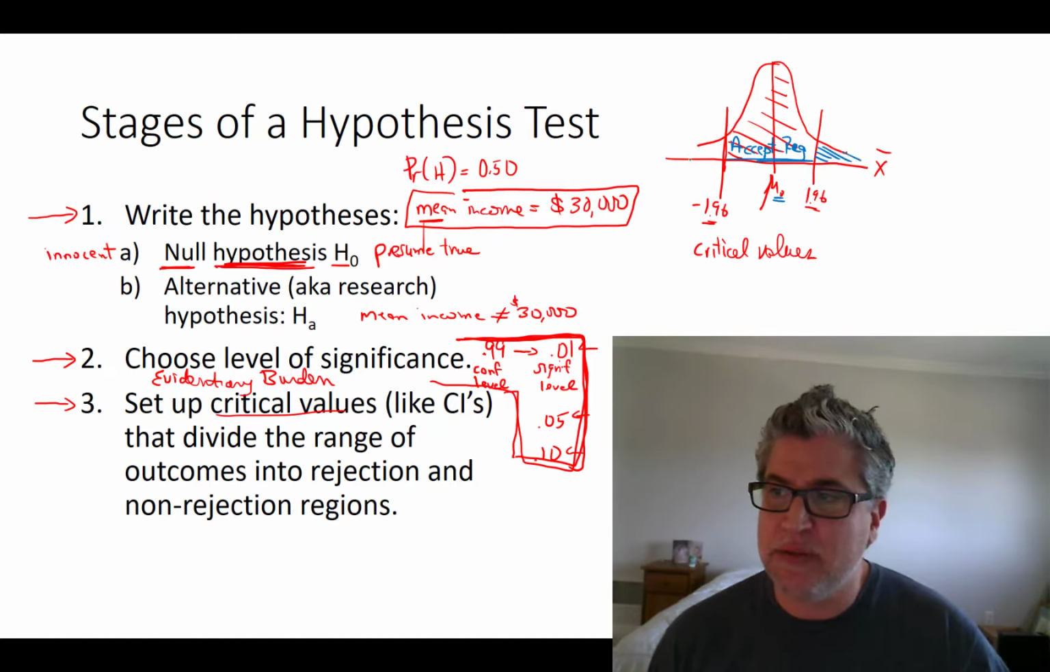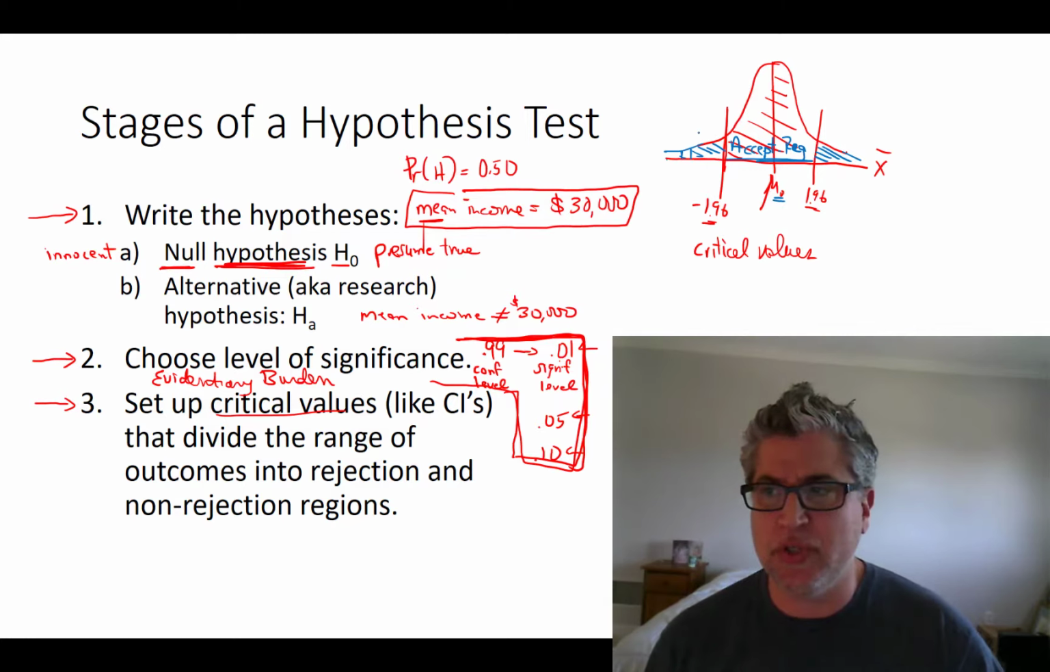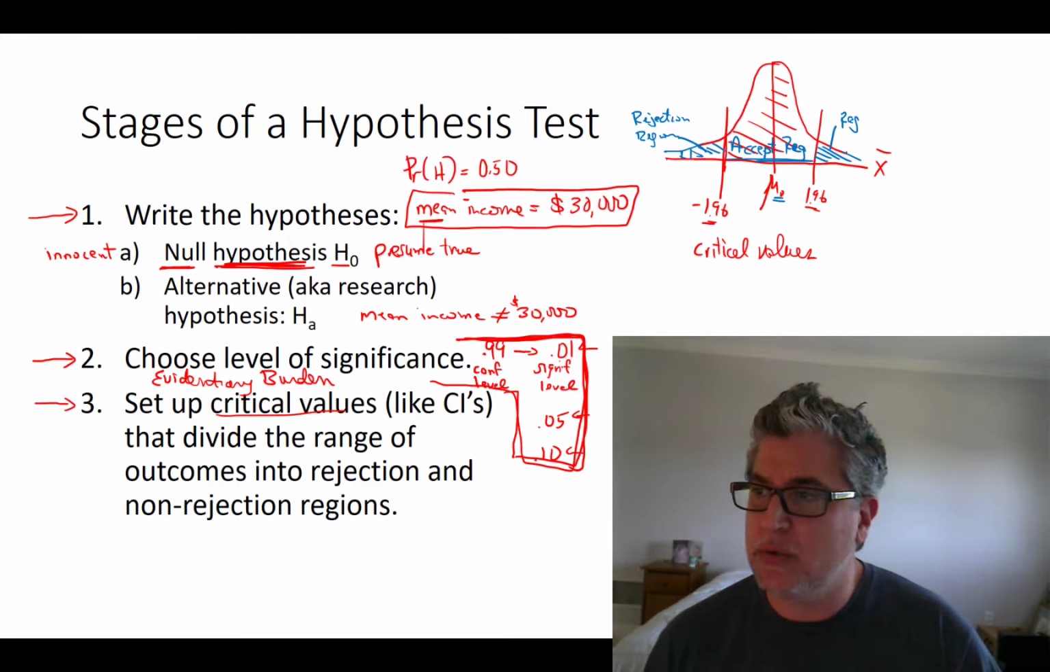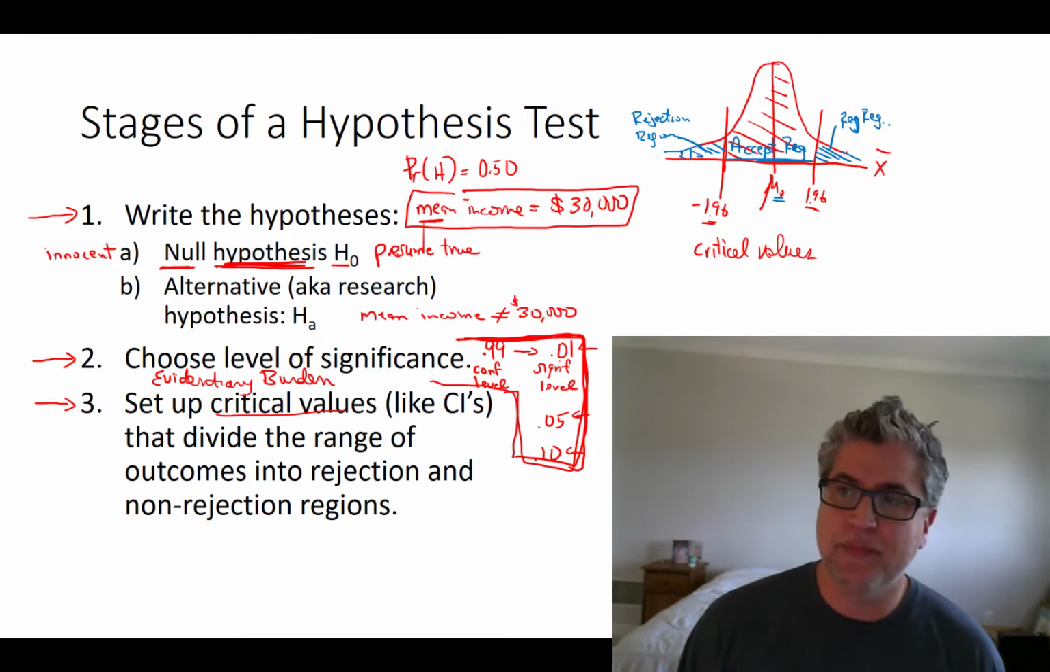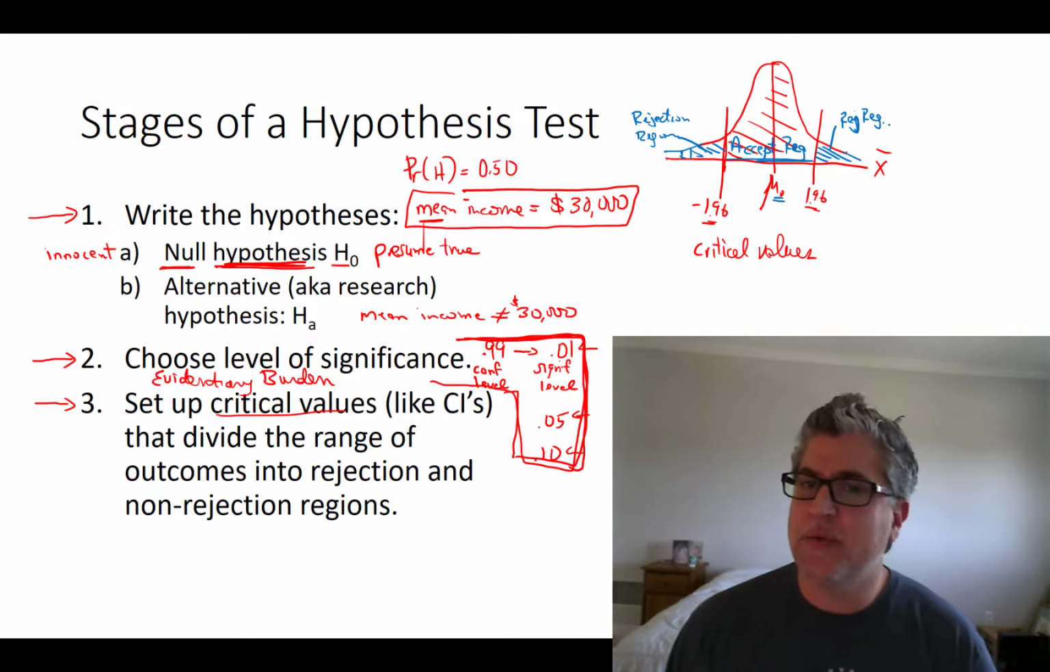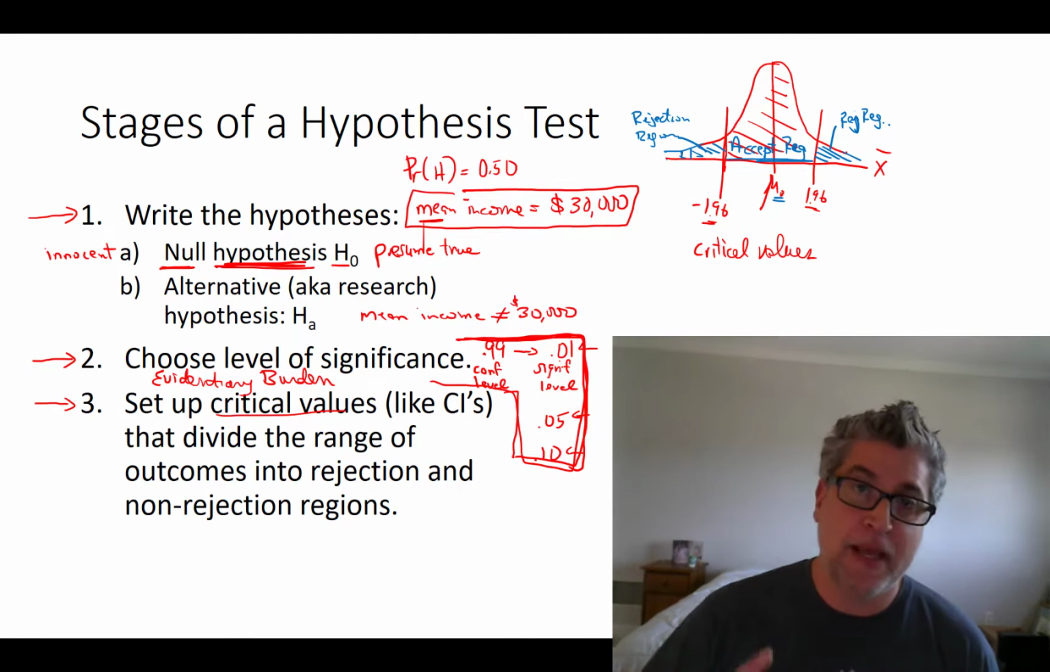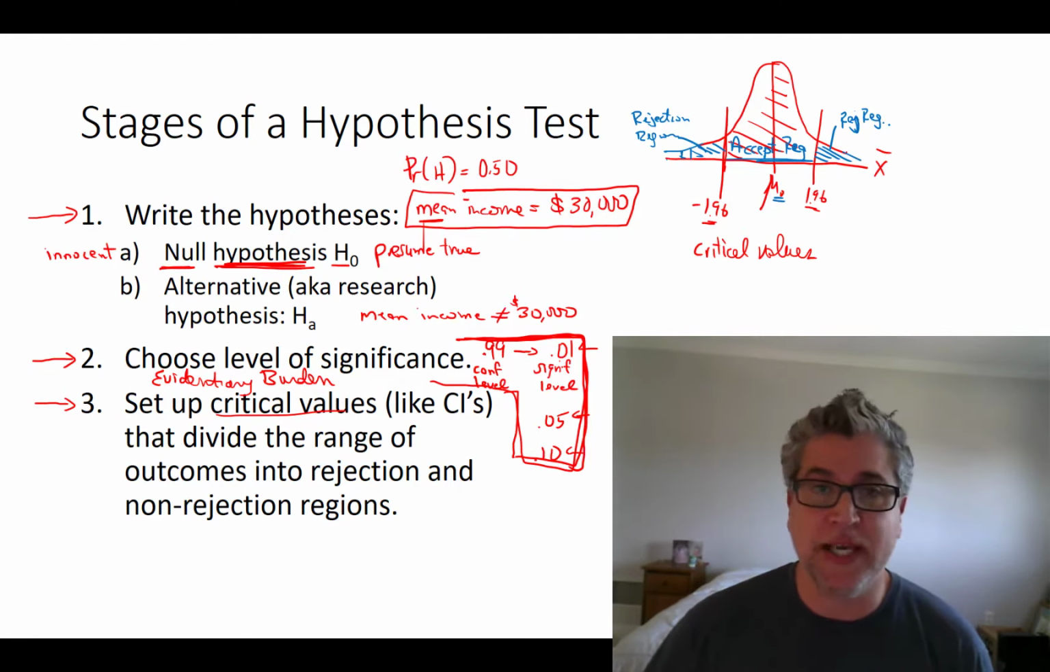Outside of these bounds, these are, notice, really low probability events. They're in the tails of this distribution. These are your two rejection regions. And here, your rejection region. Again, we haven't collected any data yet. Now it's time to collect data.